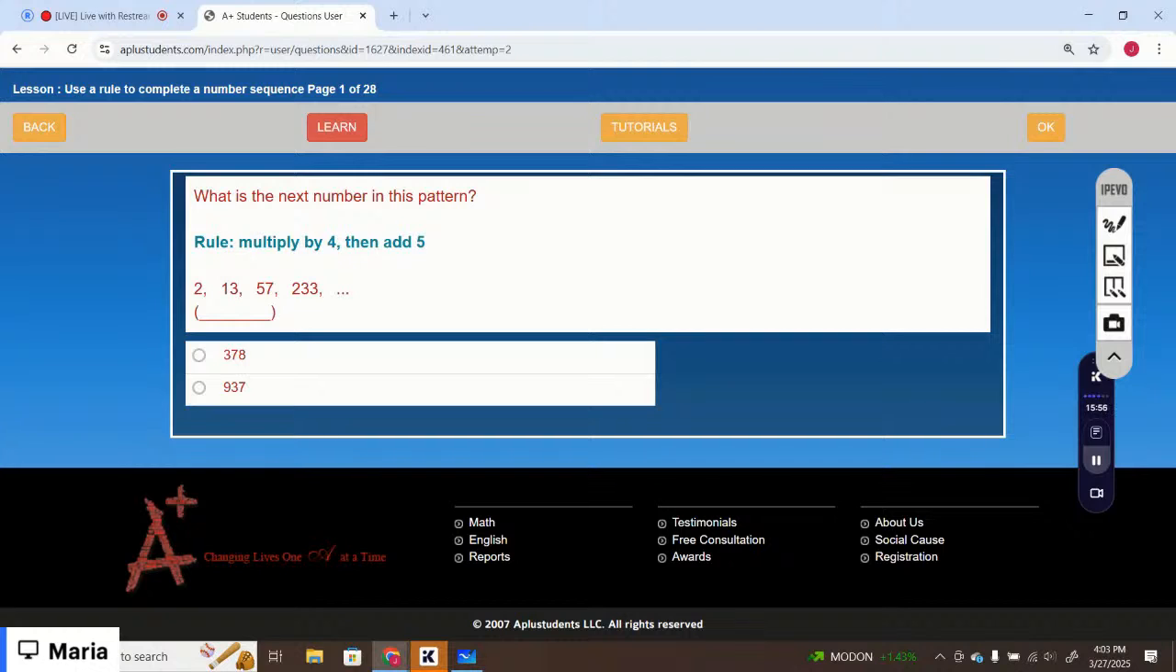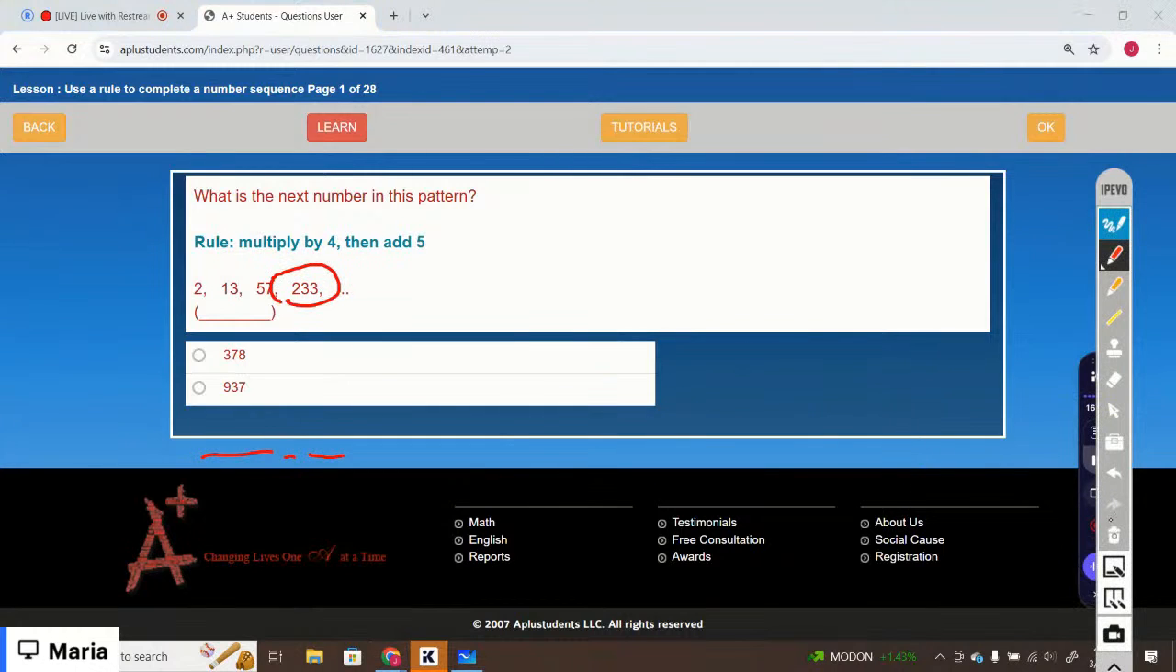What is the next number in the pattern? You have to multiply 233 by 4 and then add 5. Option number 2 is the correct option. That is 937. Got it?